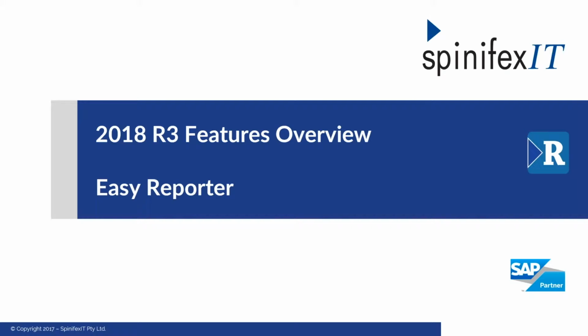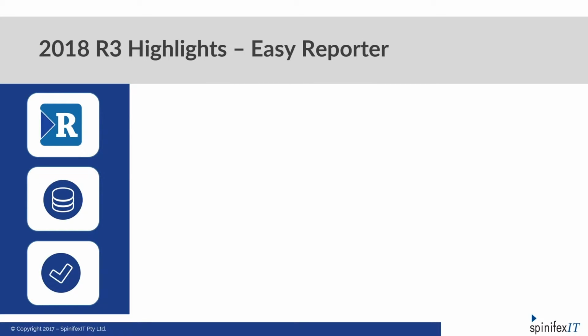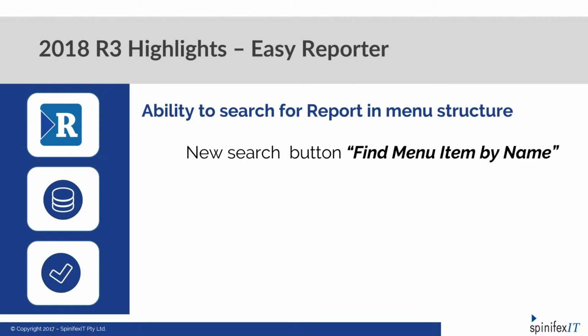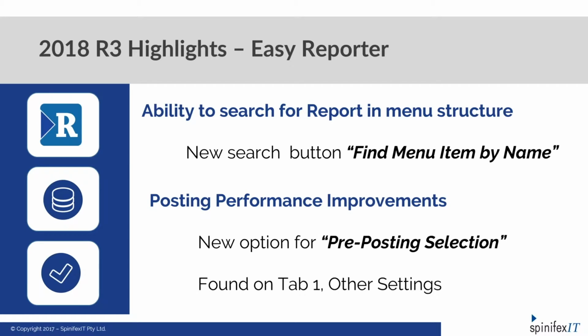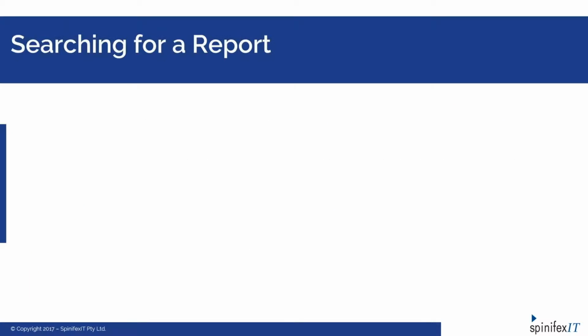We will first take a look at what's included in the upgrade for our flagship product, Easy Reporter. For the first item on our list, I think you will be pleased as this has been a popular request. You will now be able to search the report folders for a particular report. You will see a new button labeled Find Menu Item by Name, which I will also show you in a few minutes. I will also show you where to find the settings for the second item on the slide, which will provide performance improvements for when you run payroll posting reports.